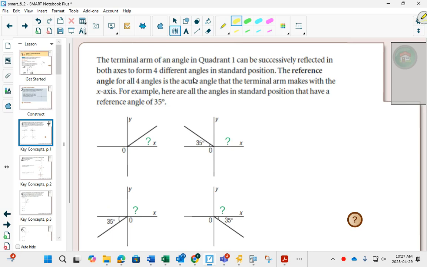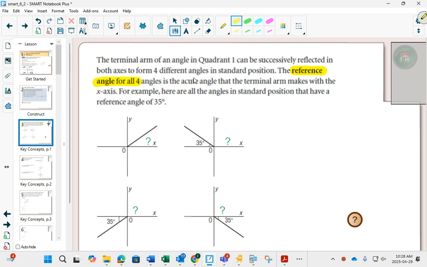A really super important definition that you're going to use a lot, both in grade 11 and in grade 12, is the idea of a reference angle. So we have angles in standard position, and every single angle in standard position has a reference angle. And what a reference angle is, is always the angle with the nearest x-axis.